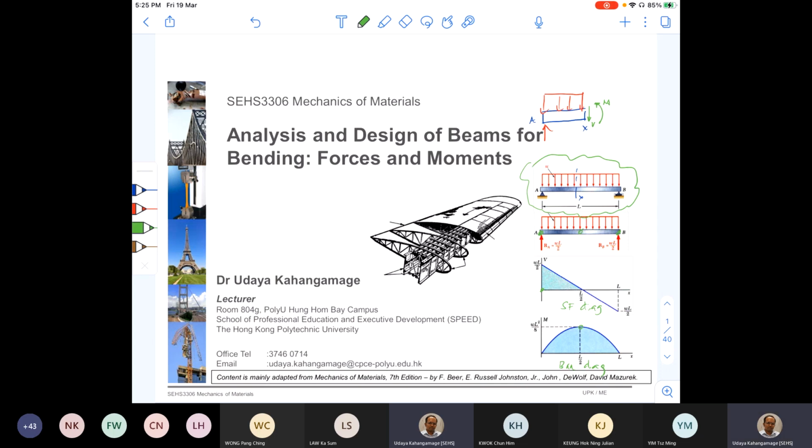Now this is easy, but how about something like an aircraft wing? An aircraft wing is a member subjected to bending.